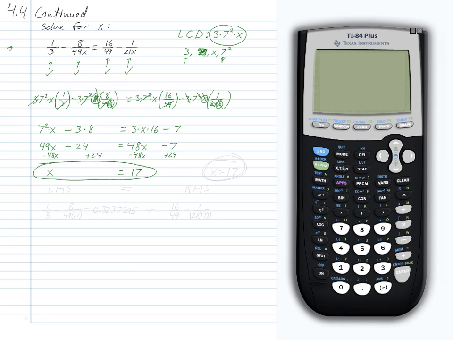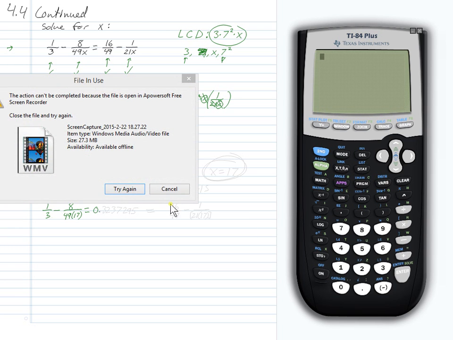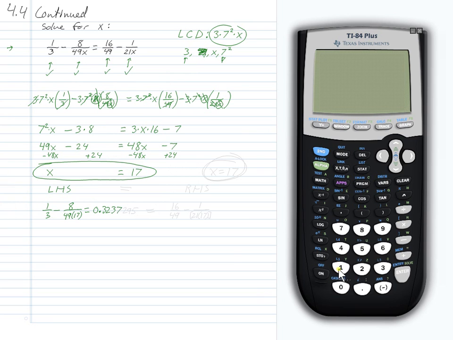X equals 17. And we'll go back and check that in the original equation. This would be a good one to use your calculator for. So if I take out my calculator, I'll plug things into the left-hand side: 1/3 minus 8 over 49 times 17. Okay, that's going to be something weird. Let's type that in. I get something along the lines of 0.3237295. We'll round it to 7 decimal places.